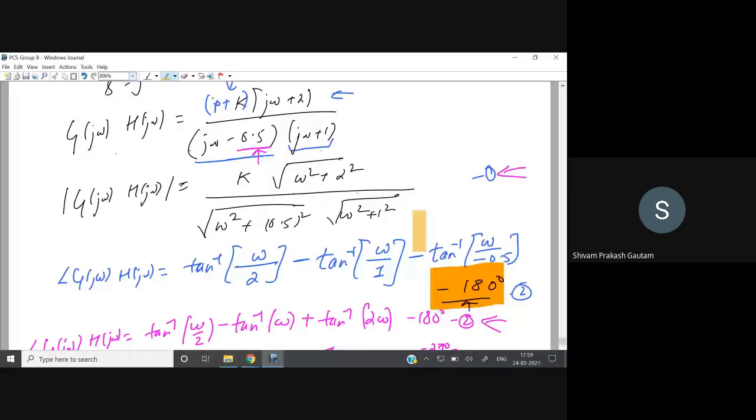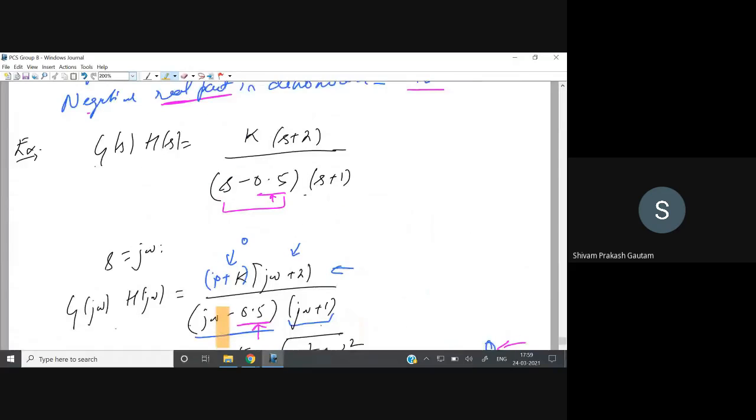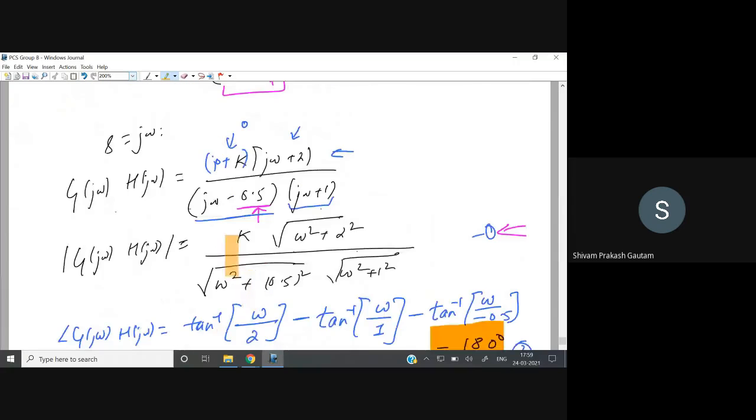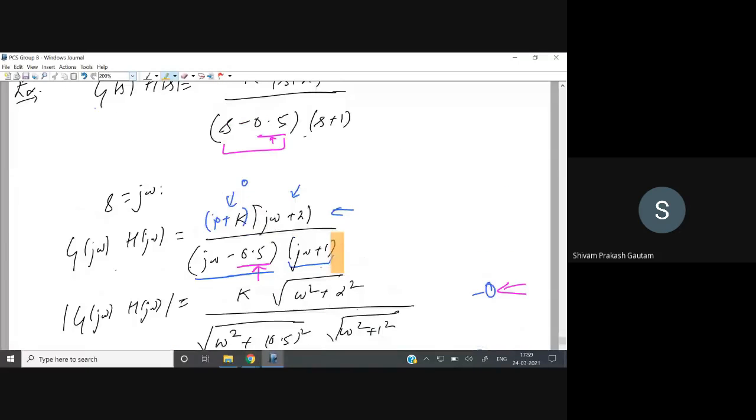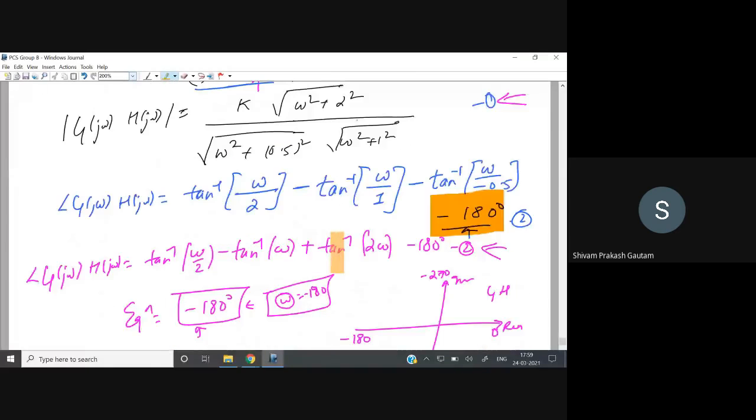And put S is equal to j omega, calculate its phase and magnitude. This is the magnitude equation. This is the phase expression. Now, since we are having negative real part, we need to be clear and sure at which frequency our plot is cutting the minus 180 degree line.